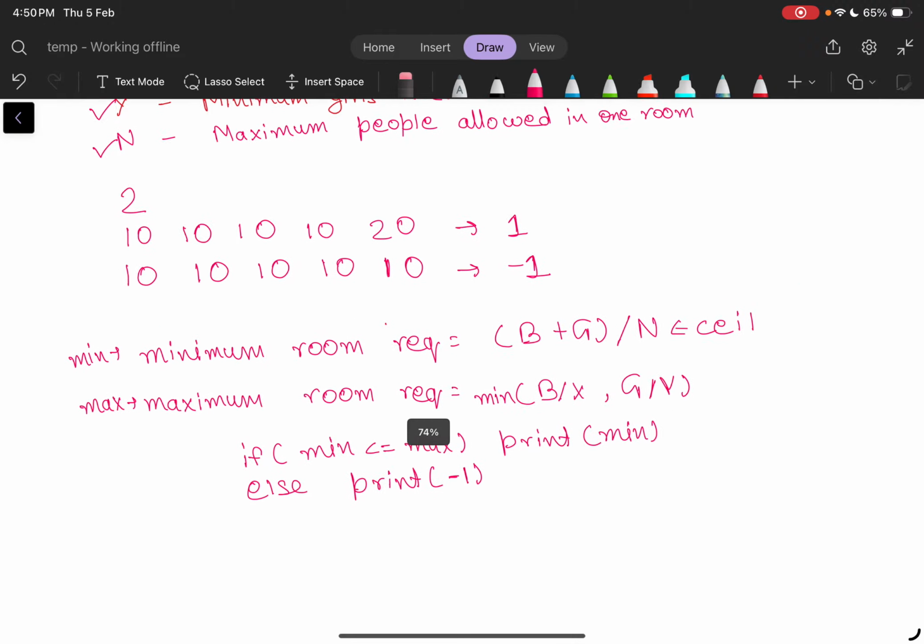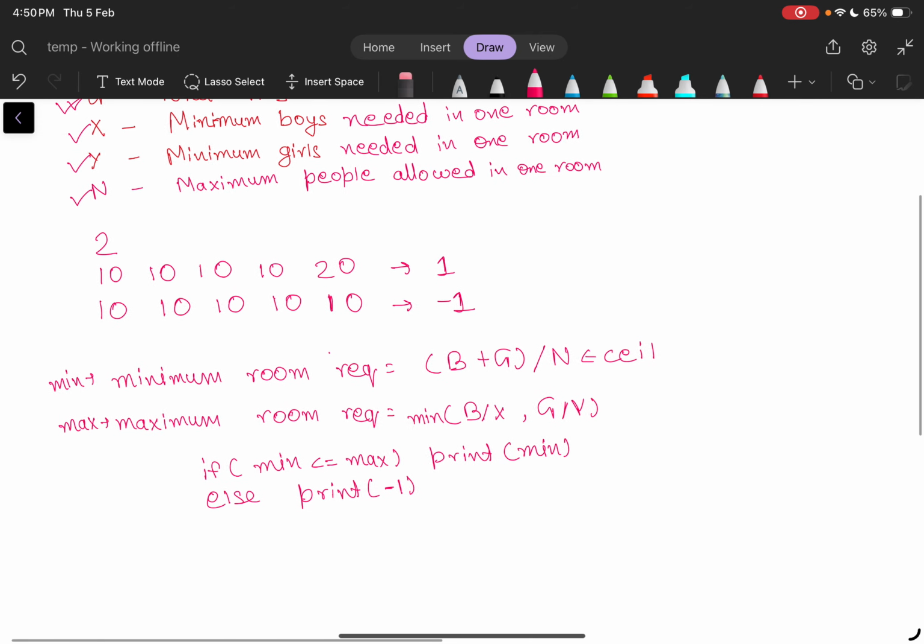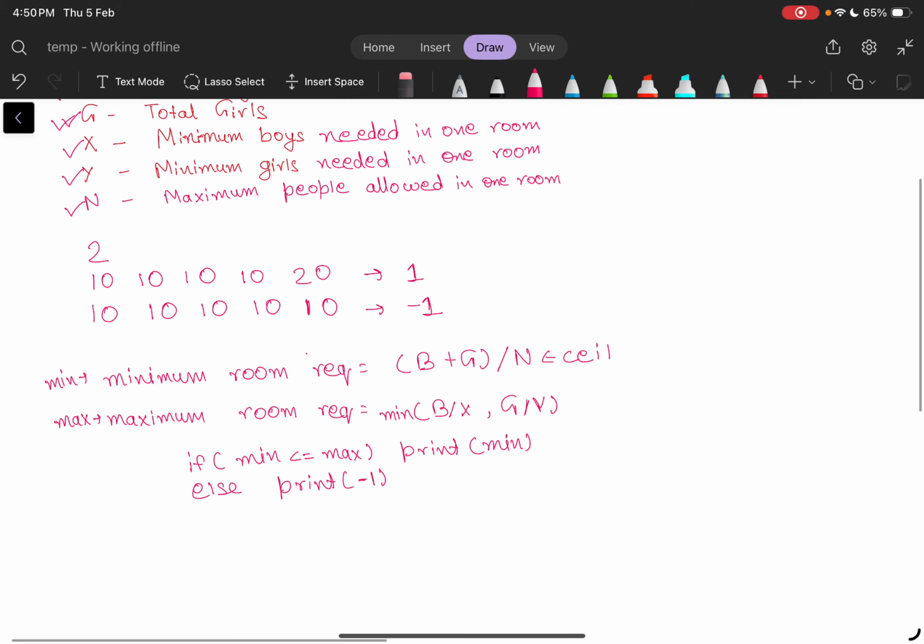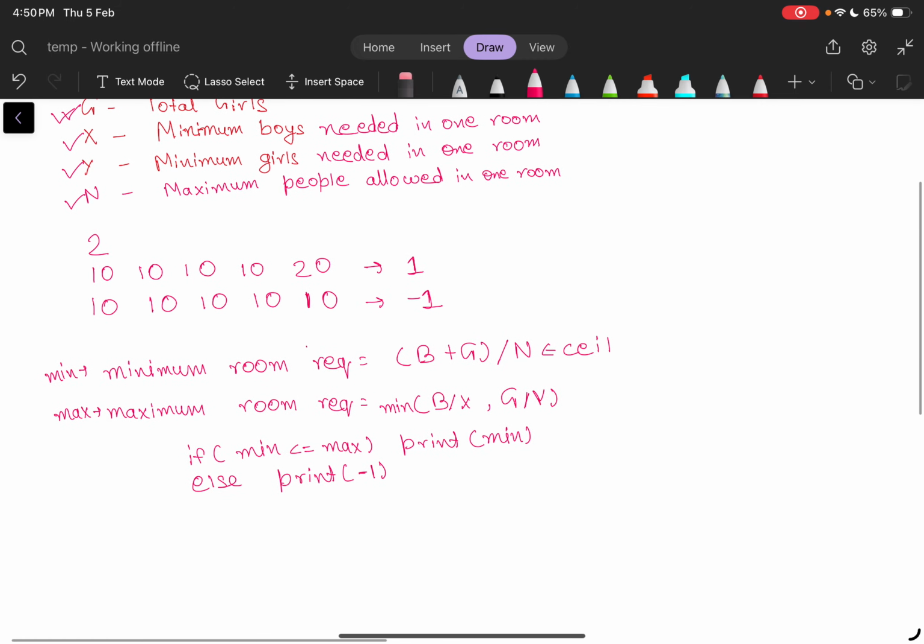So this was an easy problem. You can understand it if you see the question properly. So thank you everyone.